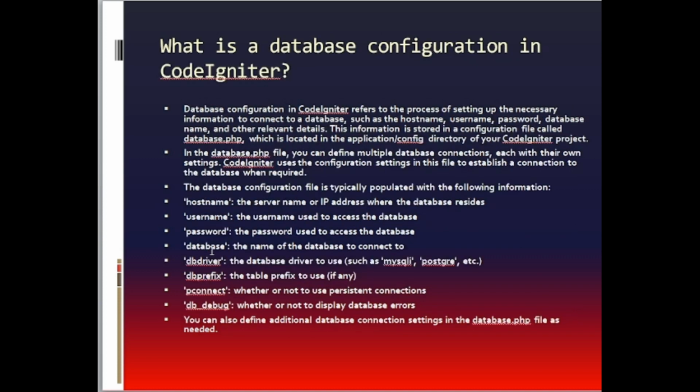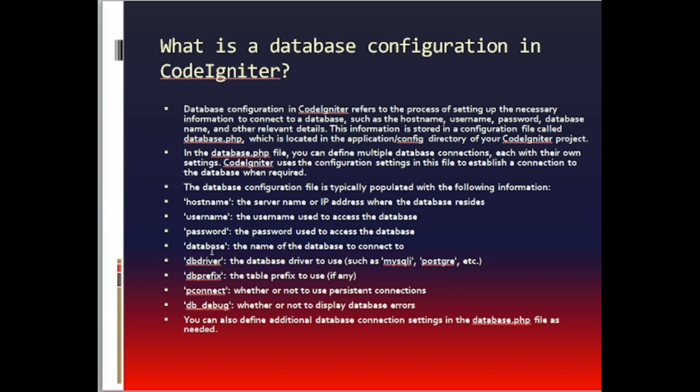Next question. What is database configuration in CodeIgniter? Database configuration in CodeIgniter refers to the process of setting up the necessary information to connect to a database such as host name, username, password, database name, and other relevant details. The information is stored in a configuration file called database.php, which is located in the application config directory of your CodeIgniter project. In the database.php file, you can define multiple database connections, each with their own settings.